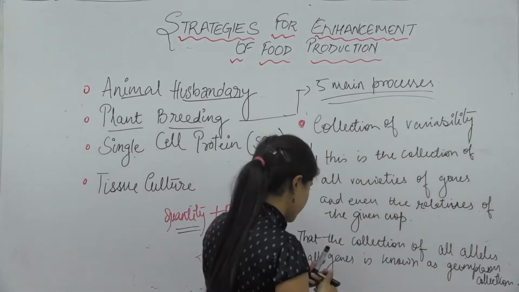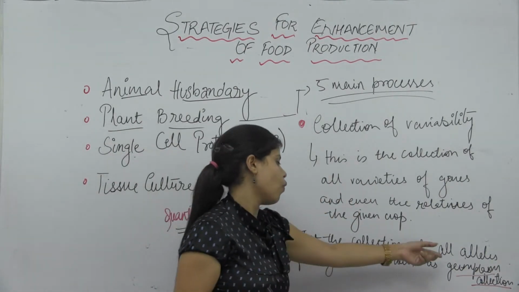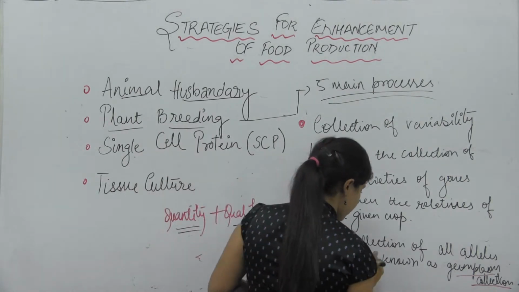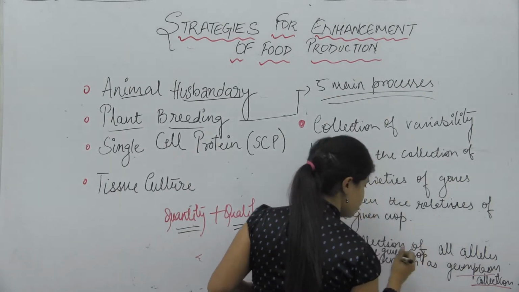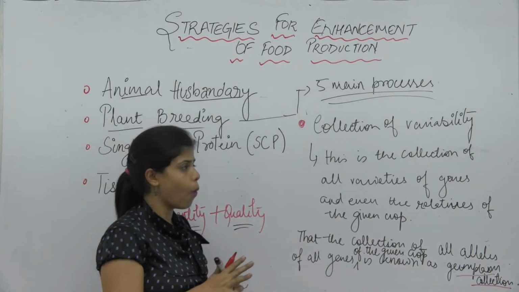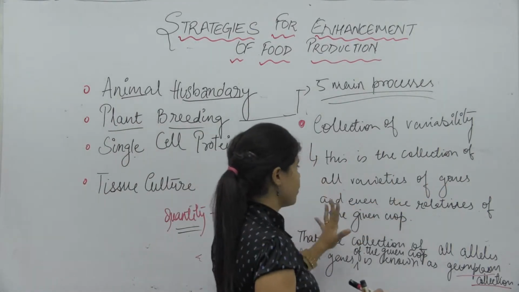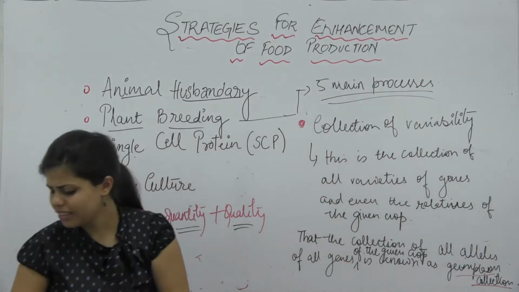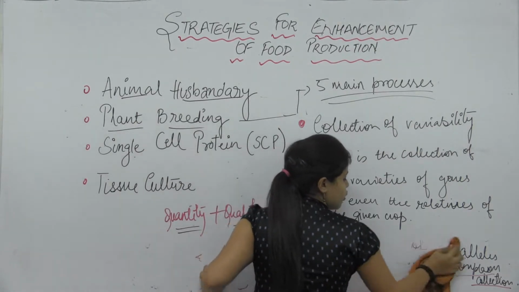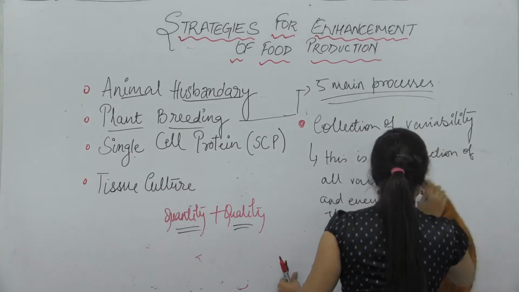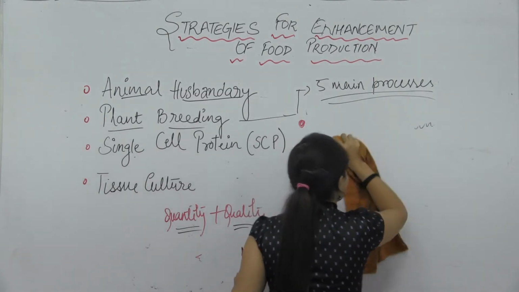So yes, this is a very important point. If somebody asks you what is germplasm collection, you can tell him that it's the collection of all alleles of all genes of the given crop. Okay? So this was all under collection of variability, that we have to collect all the varieties of all genes and even the relatives of the given crop. So basically all we are doing is collecting the variety, collecting all its genes, collecting all its species.